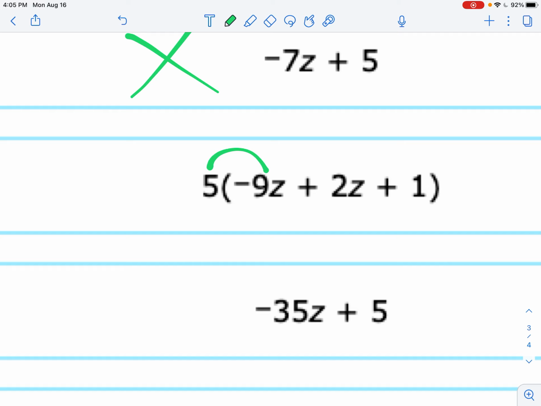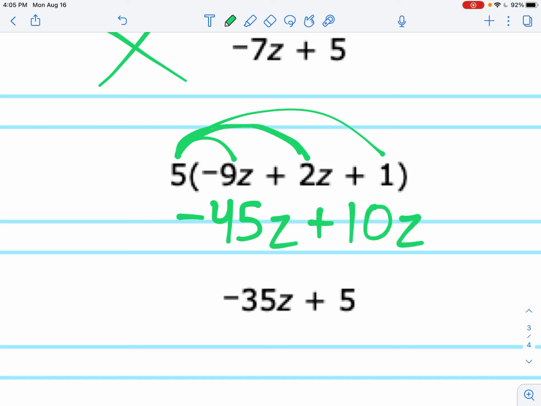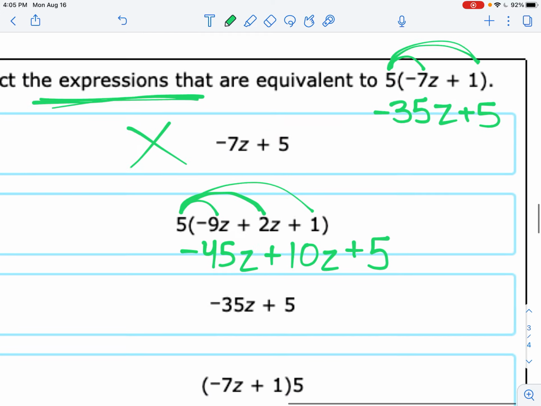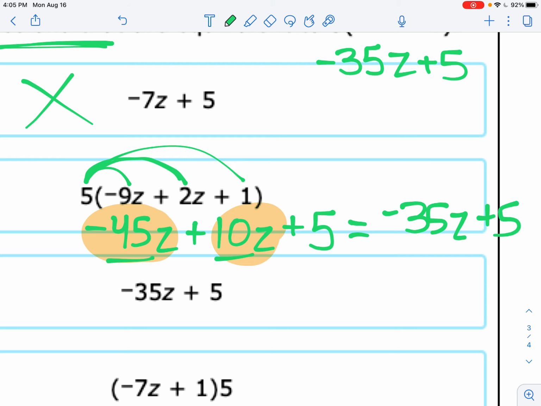Well, let's work this out. I'm going to distribute and see what we get. 5 times negative 9 is negative 45z. And then I take 5 times 2. That's 10z. And then in the end, we add 5. Well, it looks like this might be similar, right? Let's combine our like terms. I have 2 terms that have z, and that gives me negative 45 plus 10, which is negative 35z plus 5. How do I know I'm done?